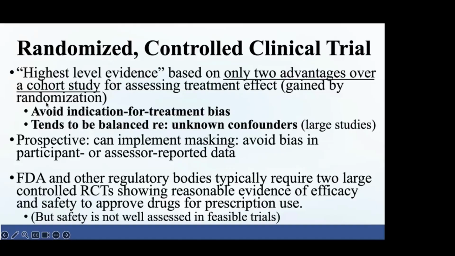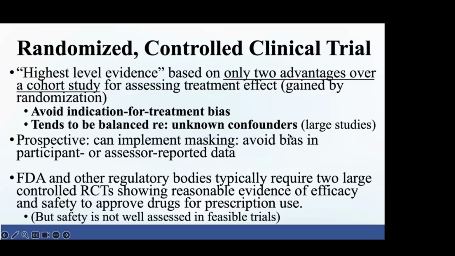One is that the randomization avoids indication for treatment bias, so it means the severity will be balanced in the two groups, at least if it's a respectable sample size. And also, there could be confounders, that is, covariates that cause the diagnosis that might be distributed unevenly among the two treatments. So if it's randomized, whether the confounders are known or unknown, it'll tend to be balanced. So those are really the only two reasons a clinical trial is better.